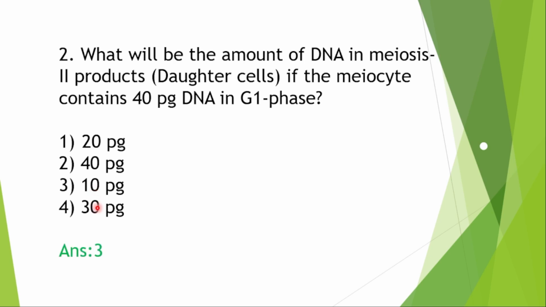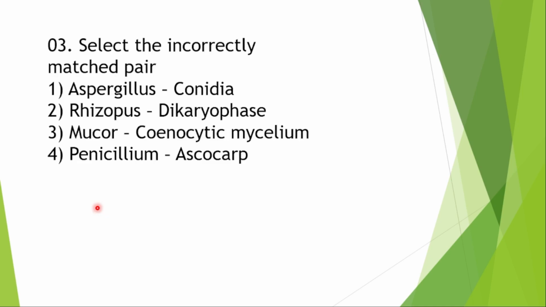Next question, question number 3. Select the incorrect match pair. First one, Aspergillus, conidia. Second one, Rhizopus, dikaryophase. Third, Mucor, coenocytic mycelium. Fourth one, Penicillium, ascocarp. So here the right option is option 2.